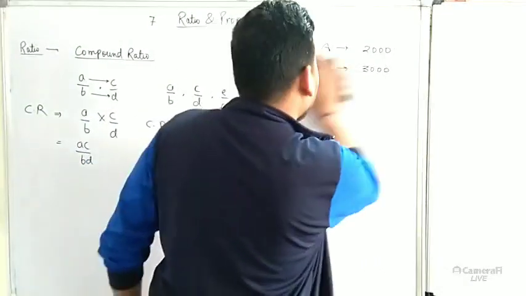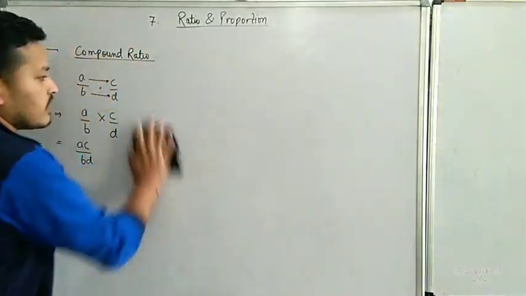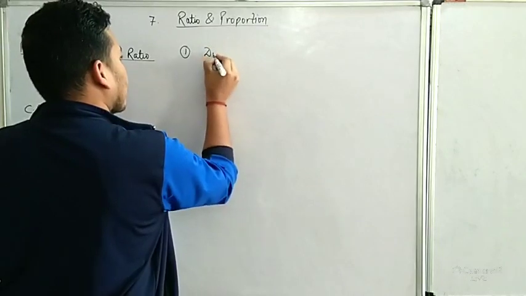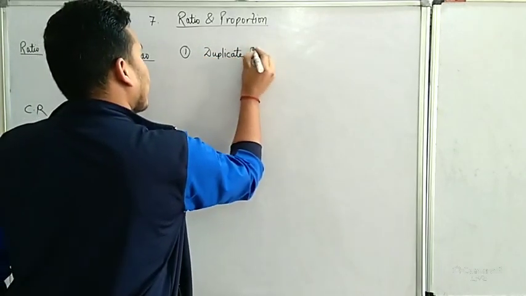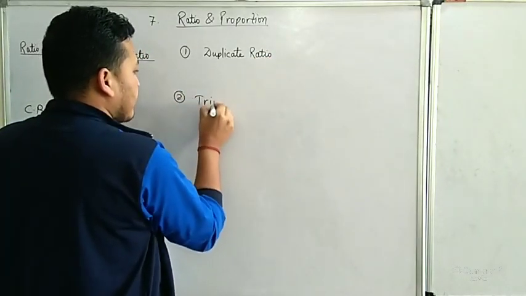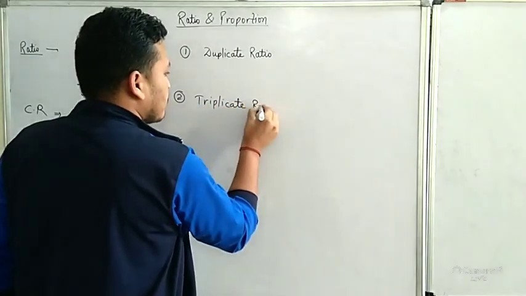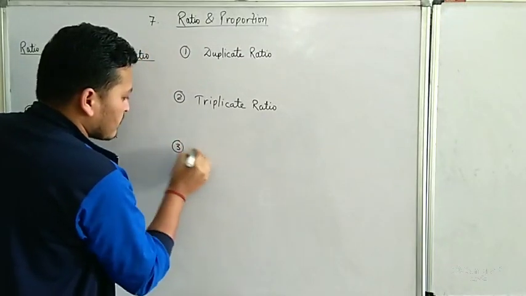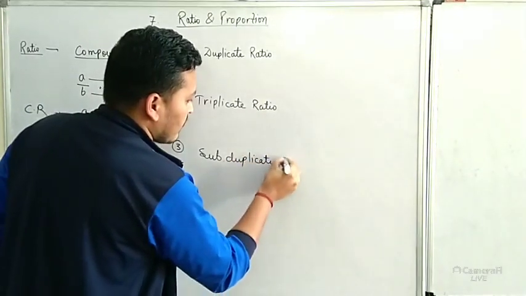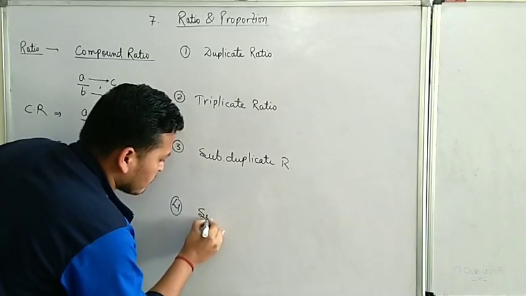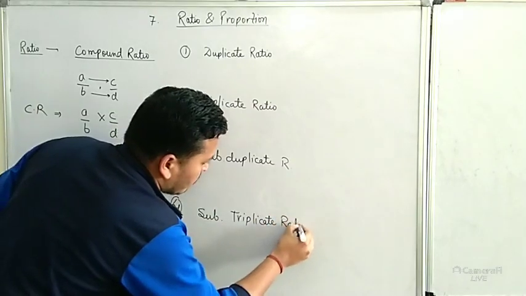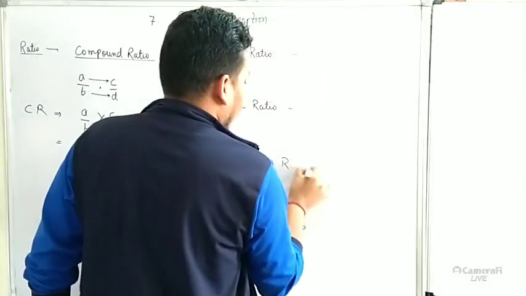Next are the types of ratio. What are the types of ratio? First one is duplicate ratio. Second one is triplicate ratio. Third one is subduplicate ratio, and the last one is subtriplicate ratio. These are the examples given in our syllabus.